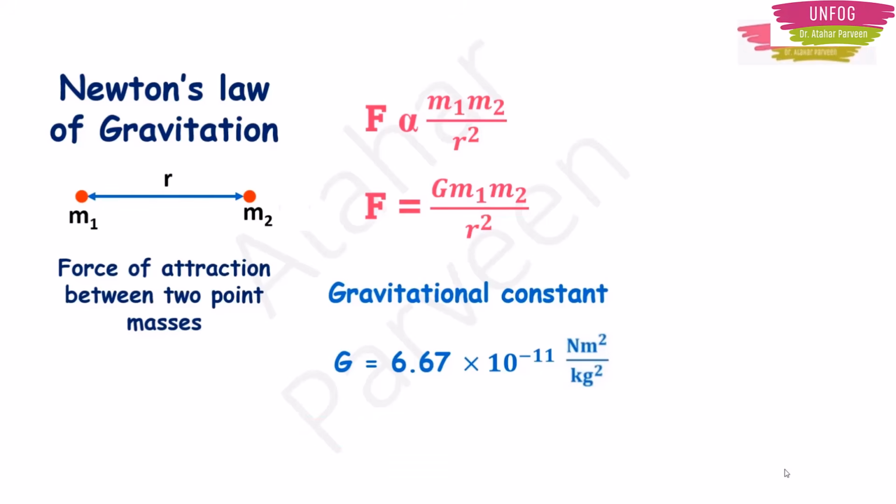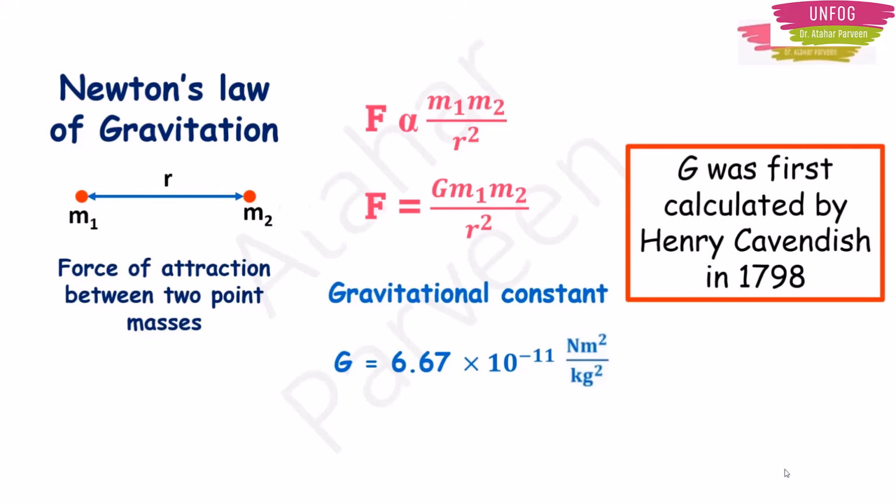And this gravitational constant is, you can say, sort of a miracle actually. Because of this gravitational constant G, one could analyze everything related to gravity. This gravitational constant G was calculated for the first time by Henry Cavendish in 1798. This can be a GK question also. Okay. And G is equal to 6.67 into 10 to the power minus 11 Newton meter square per kg square.